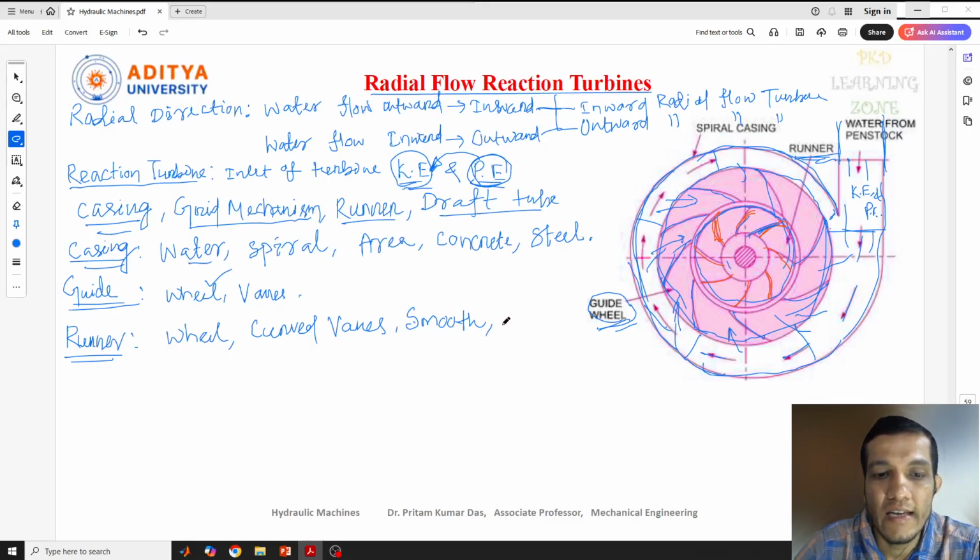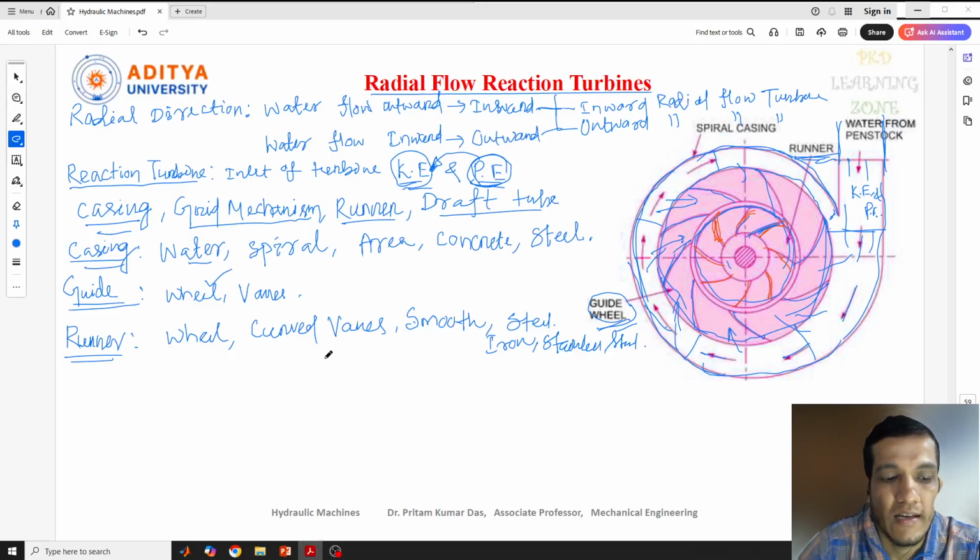Okay, and these runners are made of cast steel, or cast iron, or you can say stainless steel. And this runner is fixed on the shaft. This one is the shaft part, and the runner is fixed on it. So this is the working principle of this runner. And the last one, as I told you, is the draft tube.